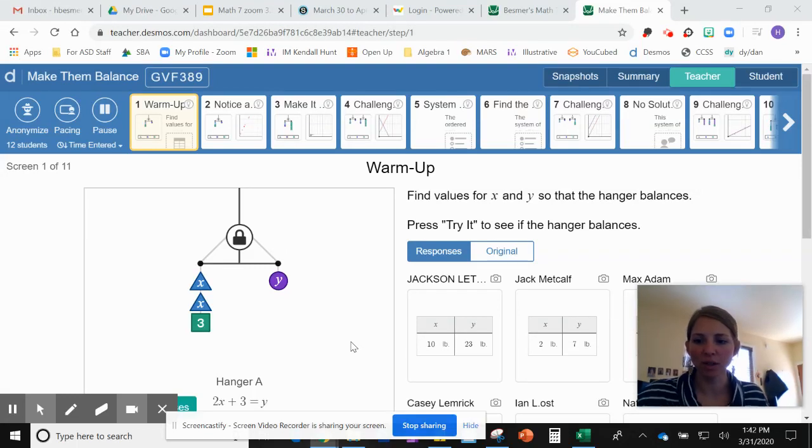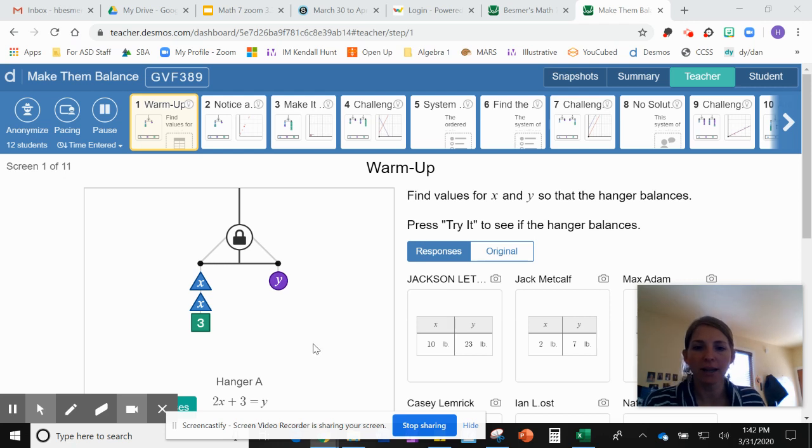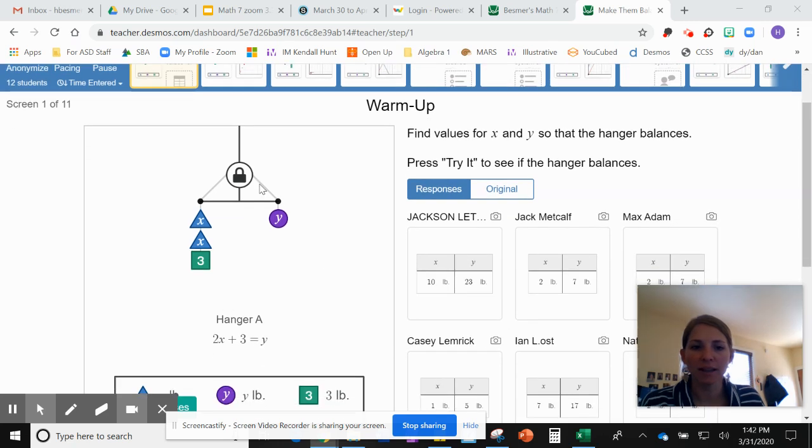Hey guys, I just wanted to do a quick debrief of the Desmos activity, Make Them Balance, for Monday. As I was going through and taking a look at the first couple of slides, this idea is all about balancing hangers, which is kind of our analogy to an equation here. So if we're making them balance, that really represents the equals.